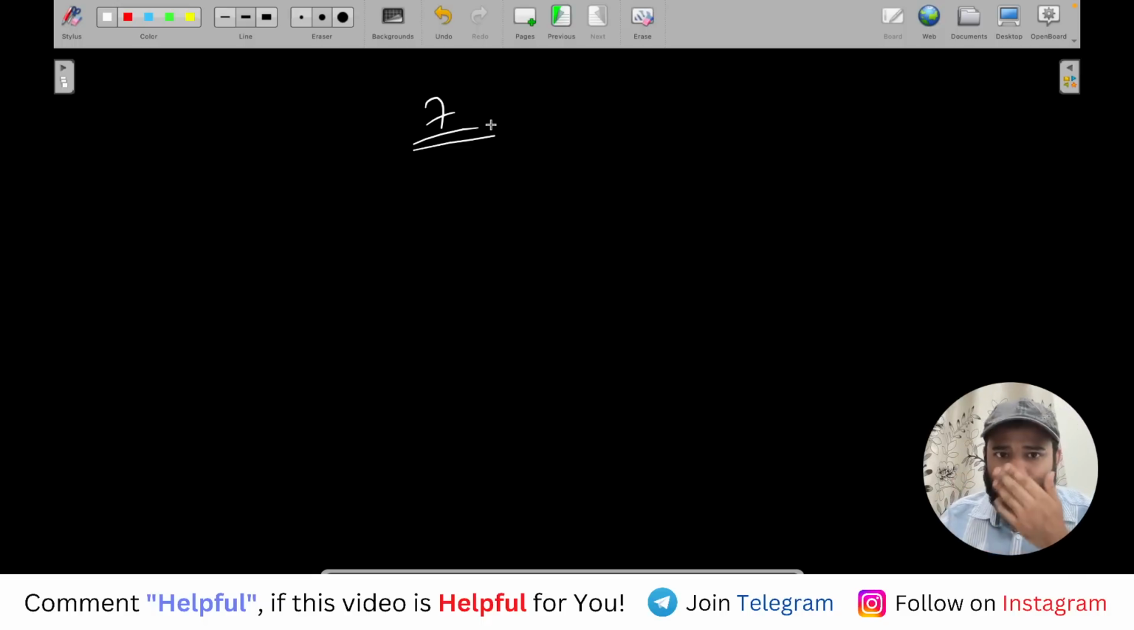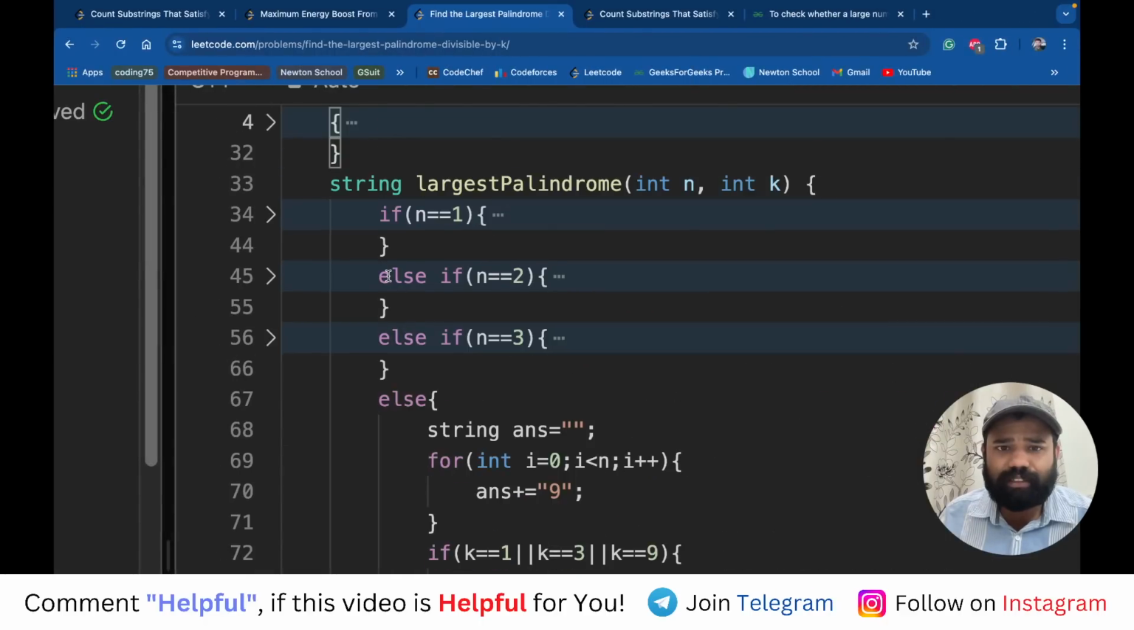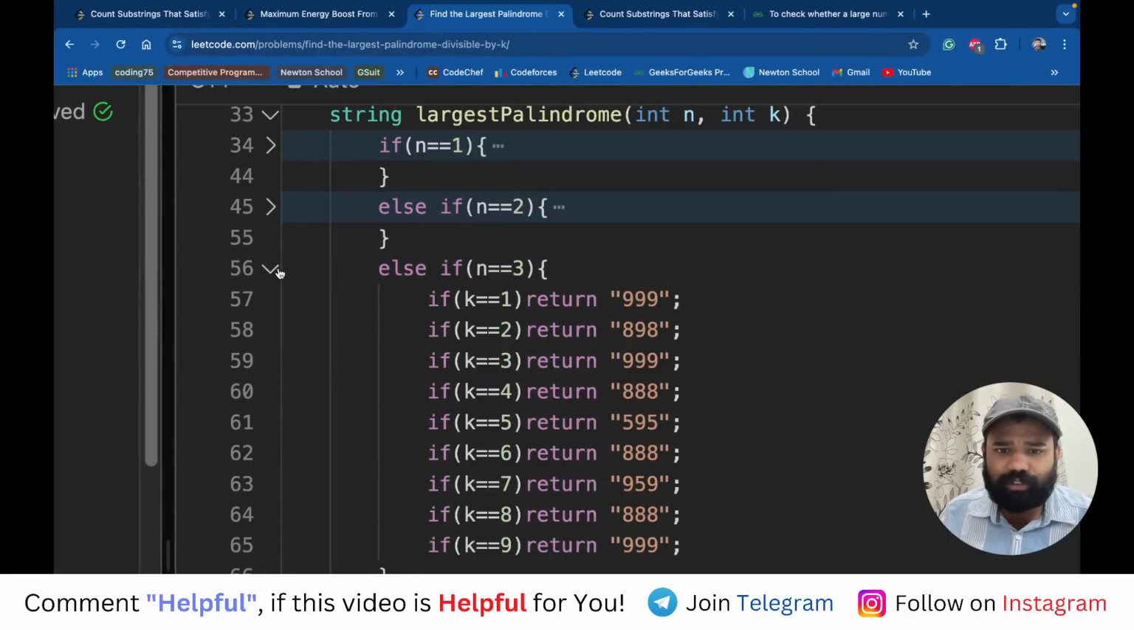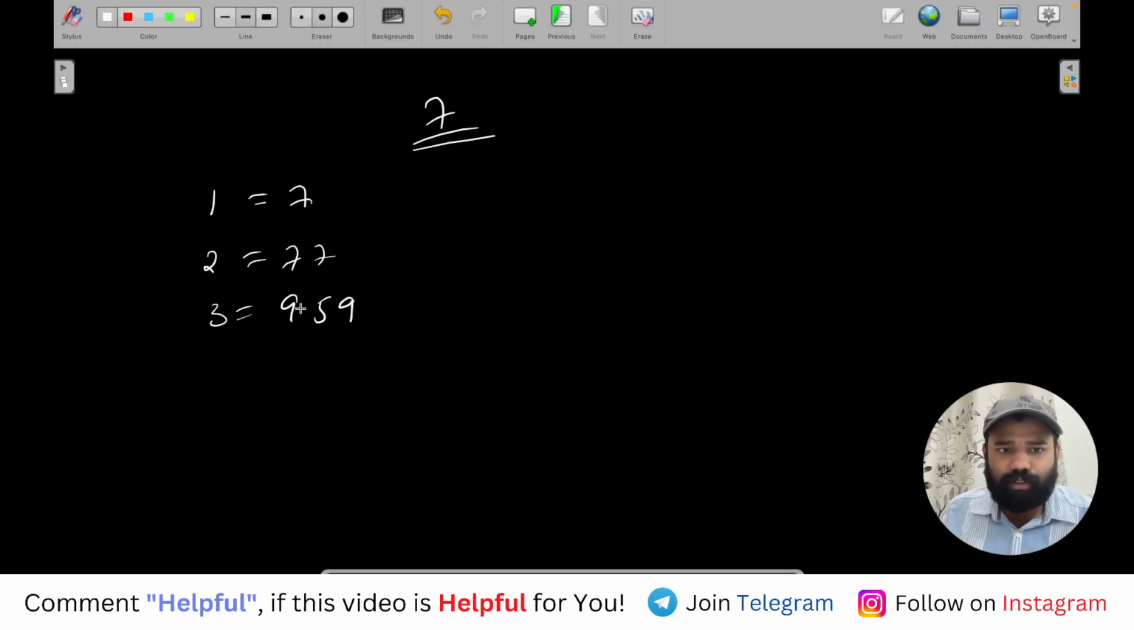If you will see, let's say the first one digit number which is divisible by 7 will be just 7. 2 digit number is 7, 7. 3 digit number, if you will see what it was in our case, it was 959. Means on the border there is 9, in between there is 5. Right? In between there is a 5.